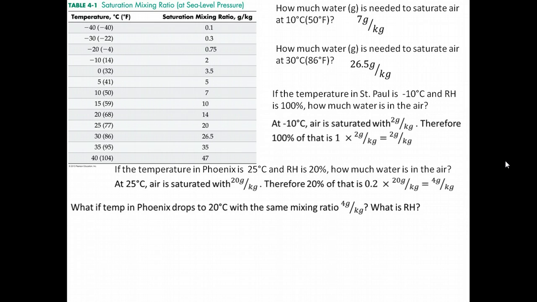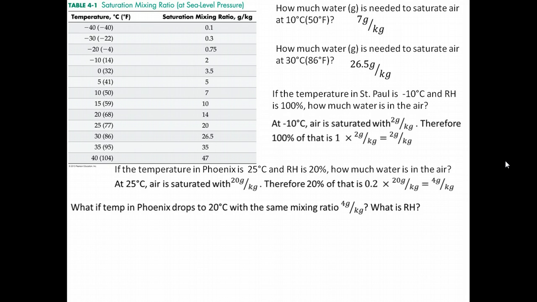Now, what if the temperature in Phoenix dropped from 25 degrees Celsius to 20 degrees Celsius, but it contained the same amount of water? So we didn't change the amount of water in the air, we just dropped its temperature. What would happen to the relative humidity of that air? Well, because air's capacity to hold water is dependent on temperature, the relative humidity is going to change because the saturation mixing ratio is going to change.